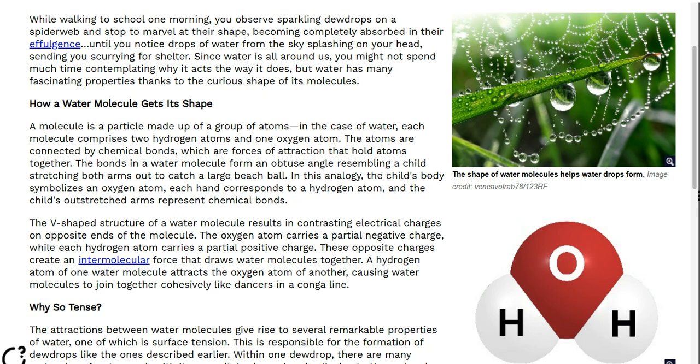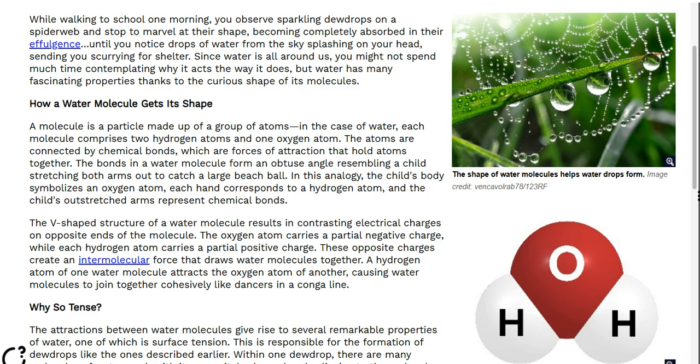A molecule is a particle made up of a group of atoms. In the case of water, each molecule comprises two hydrogen atoms and one oxygen atom. The atoms are connected by chemical bonds, which are forces of attraction that hold atoms together.